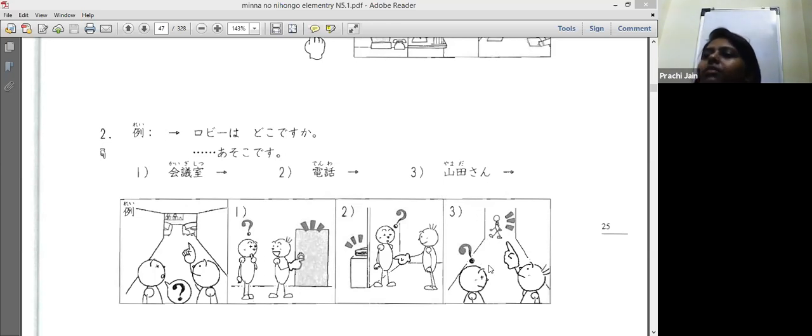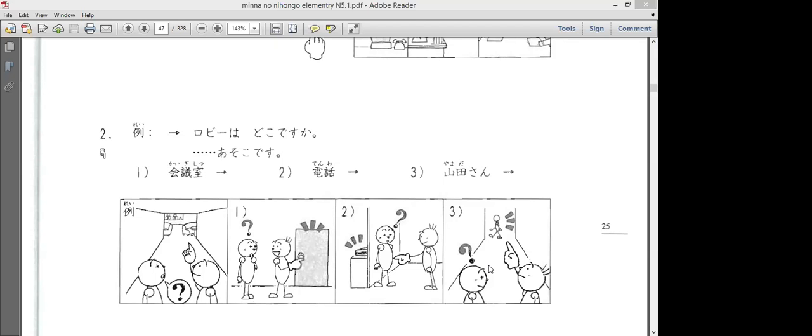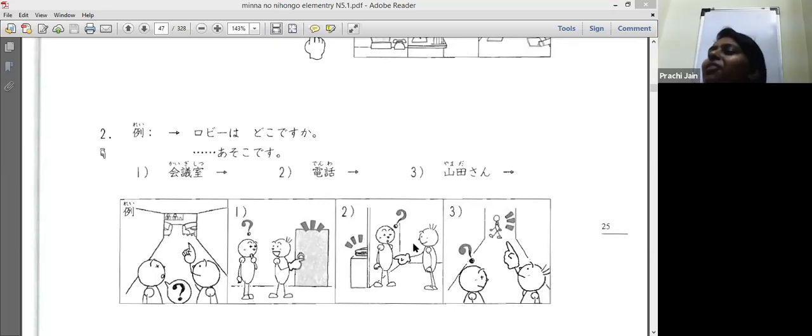Then it's Yamada-san, name of the person. Ask a question. Yamada-san wa dochira desu ka? So the answer is? Achira desu. Far from both.